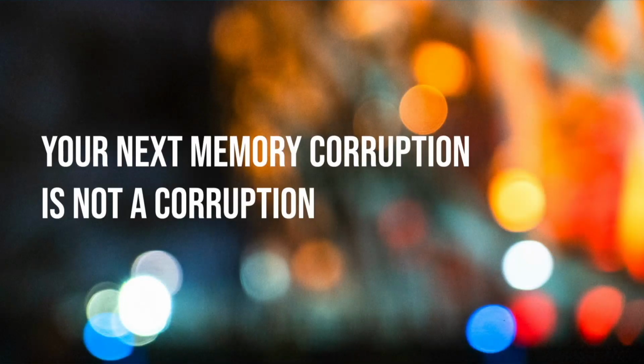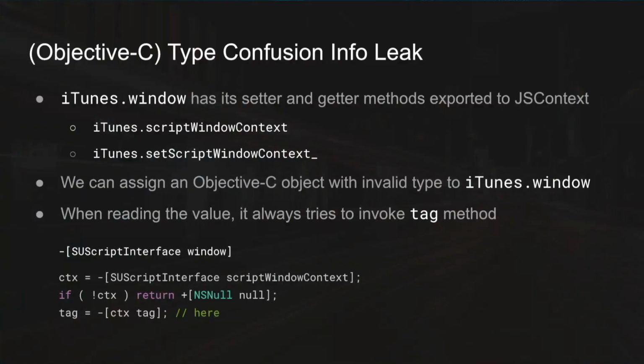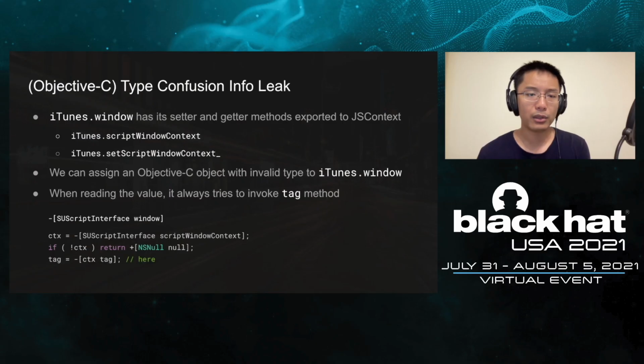Now, it's time for memory corruption. First, it's a type confusion that doesn't crash, but leaks useful information to us. This iTunes window has its setter and getter methods exported to JS context. We can assign an arbitrary Objective-C object with an invalid type to iTunes window. When we try to read the value, it always tries to invoke this tag method on the object we just assigned.